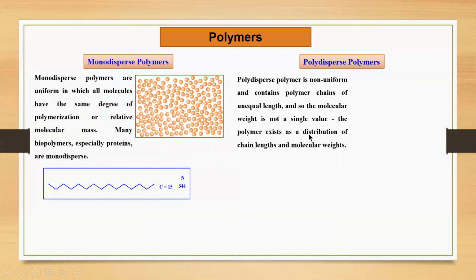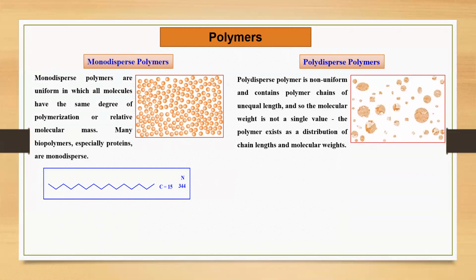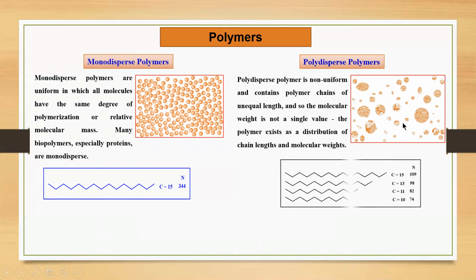In the upcoming slides, we'll be discussing in detail what we mean by a molecular weight distribution and how we express it. As we can see from this image, there is non-uniformity in the chain lengths of this polymer sample. That is, they have unequal length, and in the polymer sample the molecular weight is unequally distributed. So we call it a polydisperse polymer.